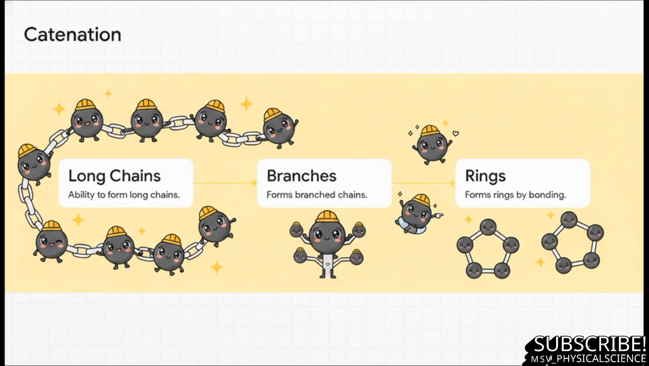It acts like a master architect. For step 1, it can form endless straight lines or long chains.